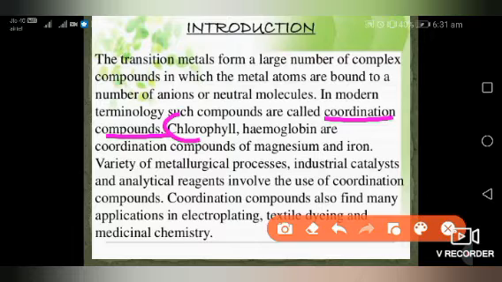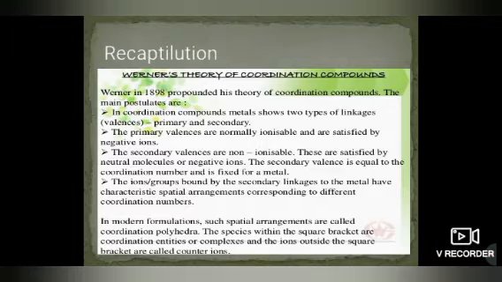Like chlorophyll and hemoglobin are coordination compounds. Chlorophyll is the coordination compound of magnesium, and hemoglobin is the coordination compound of iron. A variety of metallurgy processes, industrial, catalytic and analytic reagents involve the use of coordination compounds. Coordination compounds also find many applications in electroplating, textile dyeing and medicinal chemistry, okay? So all these things we are going to study in this chapter.